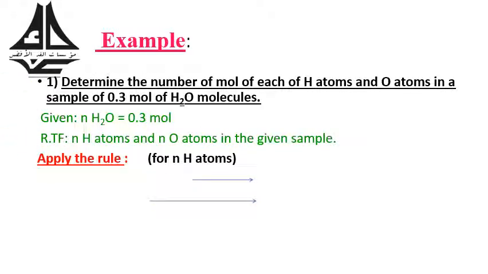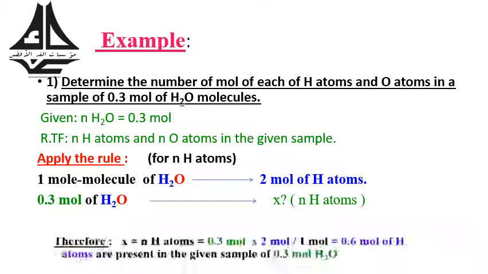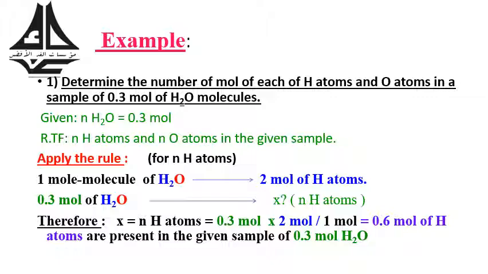We apply the rule. We start by number of mole of each atom. So we may write 1 mole molecule of water contains 2 mole of H atom according to the rule. So the given sample 0.3 mole of H2O contains how much mole of H atom? So let it be X, or small n H atom. Therefore, X, which is the number of moles of H atoms, small n of H atoms, equals 0.3 mole times 2 mole over 1 mole, equals 0.6 mole of H atoms are then present in this given sample of 0.3 mole of molecules water.